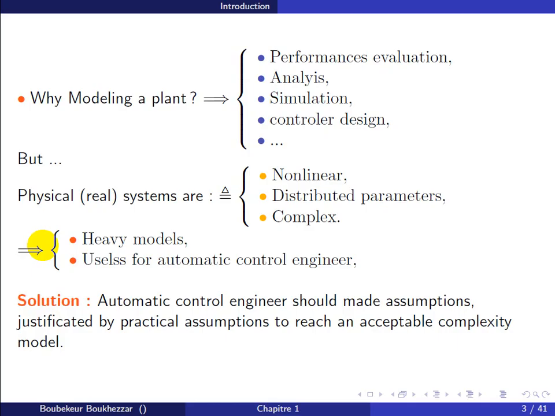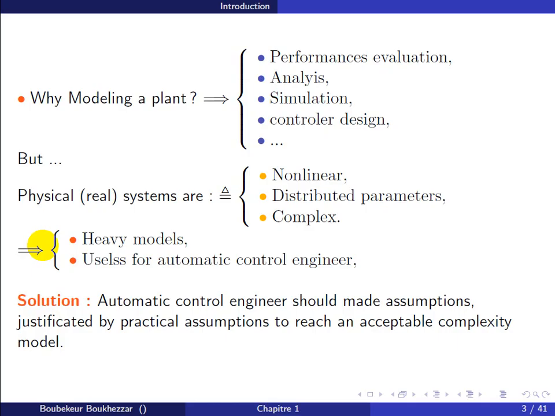However, in the real world, all systems are nonlinear, have distributed parameters, and are very complex. We'll see the signification of the first two points, nonlinearity and distributed parameters. At the end, we get very heavy models that are useless for controller design.